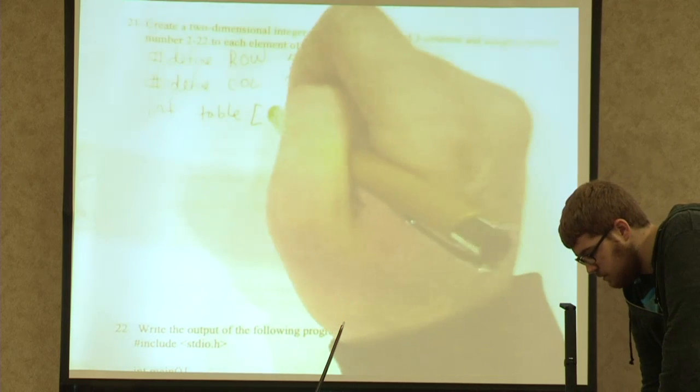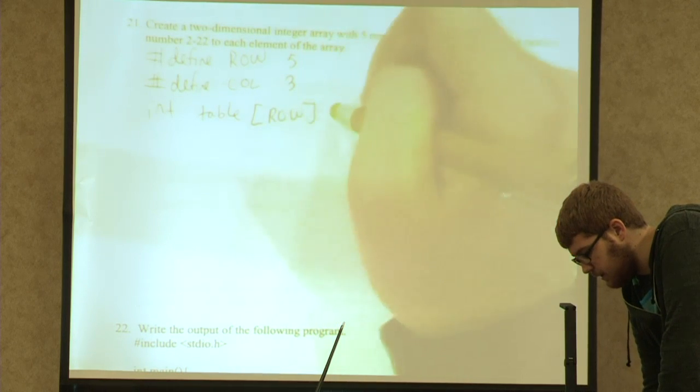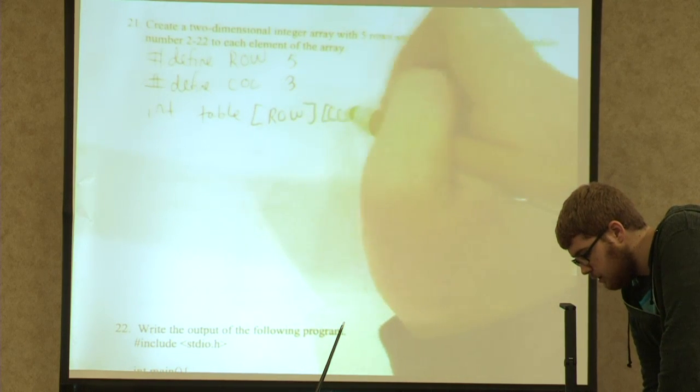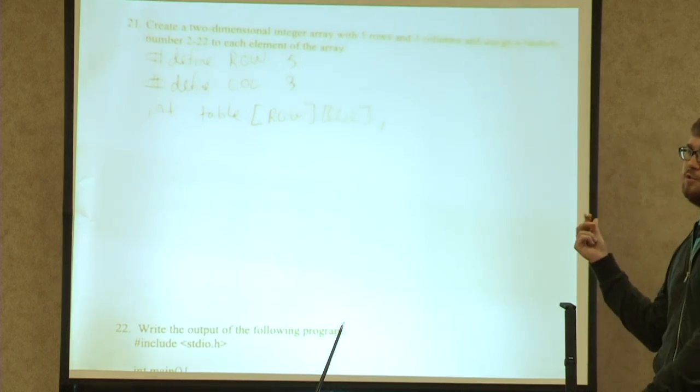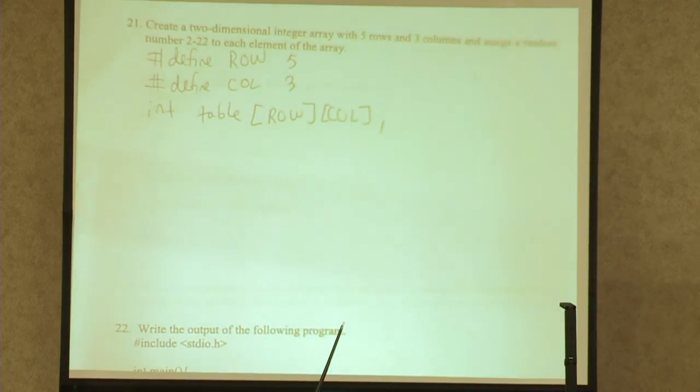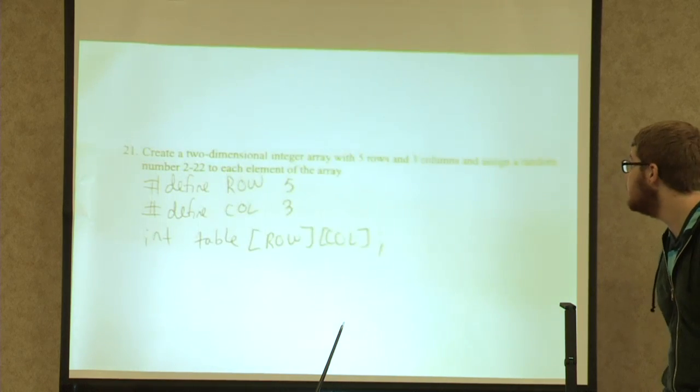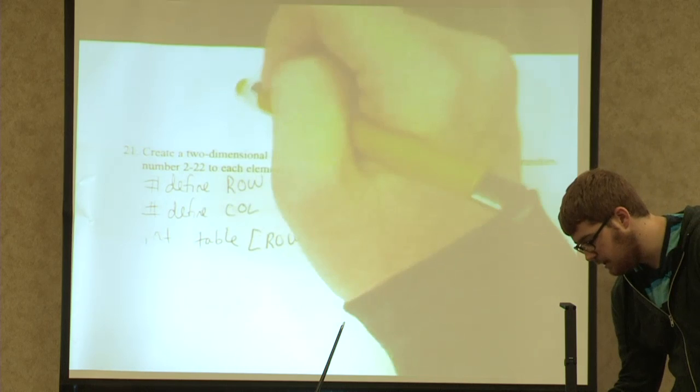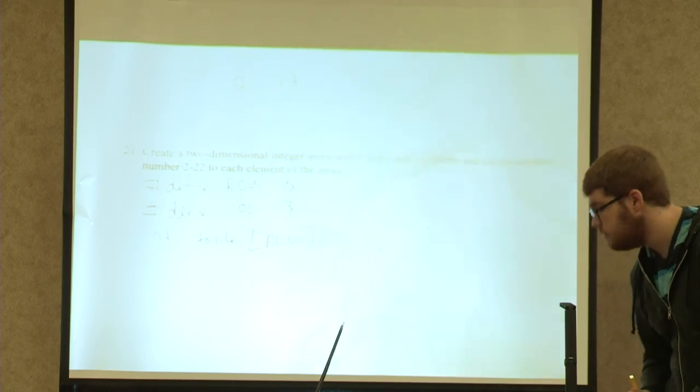Yep. So a weird way to think about it is they're not in ABC order. Row column, or RC car, something like that. So we declared it, row column, so that's going to declare a 2D integer array of 5 rows and 3 columns. Then we want to assign a random number 2 to 12 and assign it to each element of the array. So we have not 2 to 12, 2 to 22.